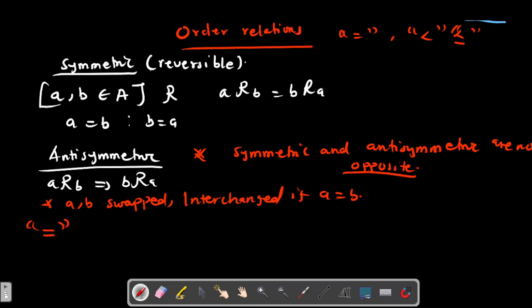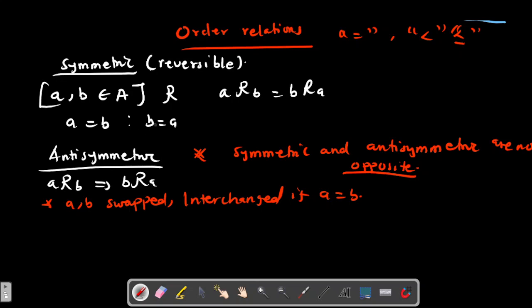Okay, let me put it this way. So this is the thing. If you have A relating to B, and B relating to A, what this is telling us is that it has been swapped, the position has been interchanged. But antisymmetric is telling us that we can only do this swapping provided A and B are equal. If A and B are not equal, our relation still holds. Please take note.